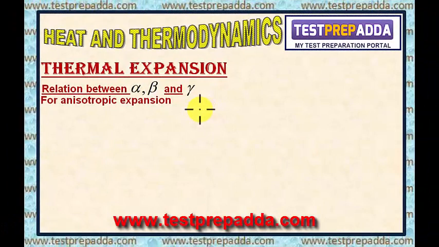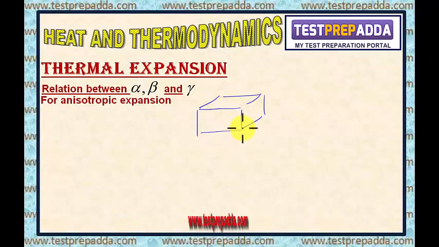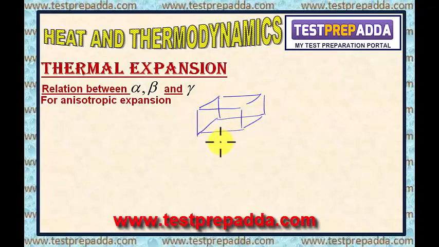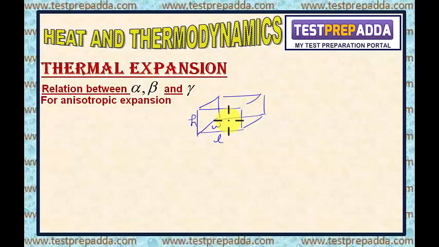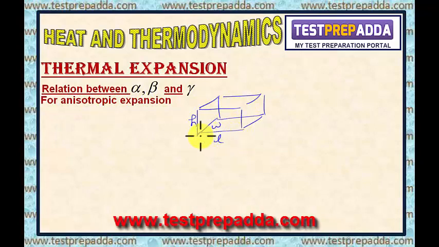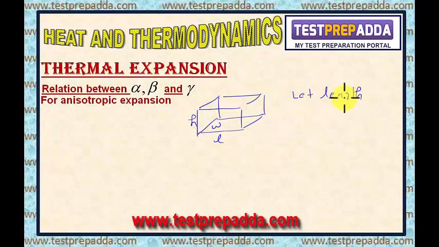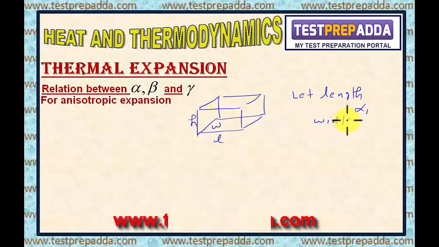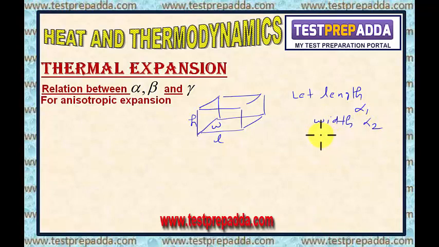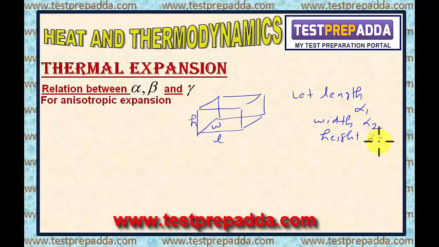Again, consider a cuboid here. This is length L, this is width W, and this is height H. Now this is the case of anisotropic expansion. So the coefficients of linear expansion will be different in different directions. Let for length the coefficient of linear expansion be alpha 1. Let for width it be alpha 2. Let for height it be alpha 3.